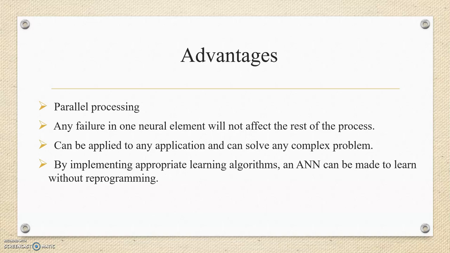So, what are the advantages of artificial neural network? The main advantage of artificial neural network is parallel processing. This makes it more powerful than linear programs. Due to their parallel processing structure, any failure in a neural element will not affect the rest of the process. Neural networks can be applied to any application and can solve any complex problem. By implementing appropriate learning algorithms, an artificial neural network can be made to learn without reprogramming.